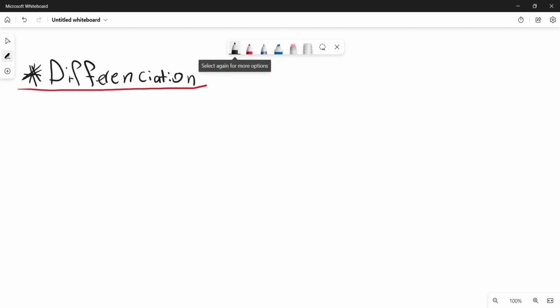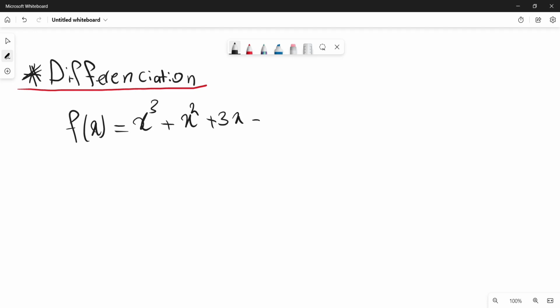But if we have a different type of example, which might be a bit more complicated, for example, the function f of x equal to x to the power of 3 plus x to the power of 2 plus 3x minus 4, so this is not basic, but it's very easy. The point is, you must differentiate each term. You cannot simply differentiate the whole thing; it must be each term.